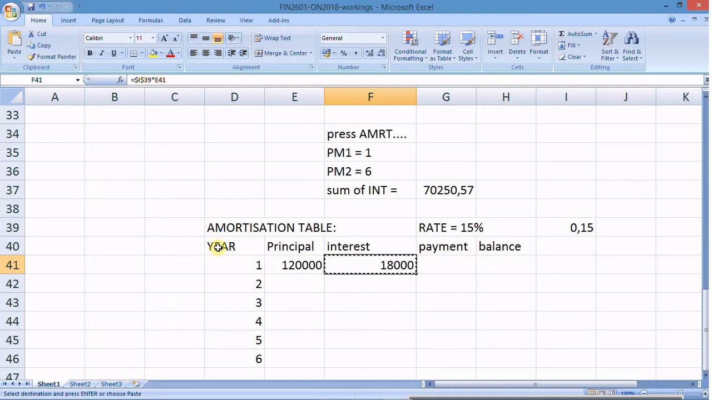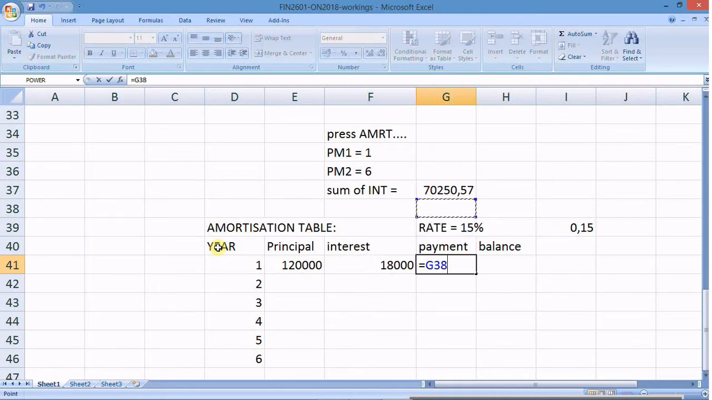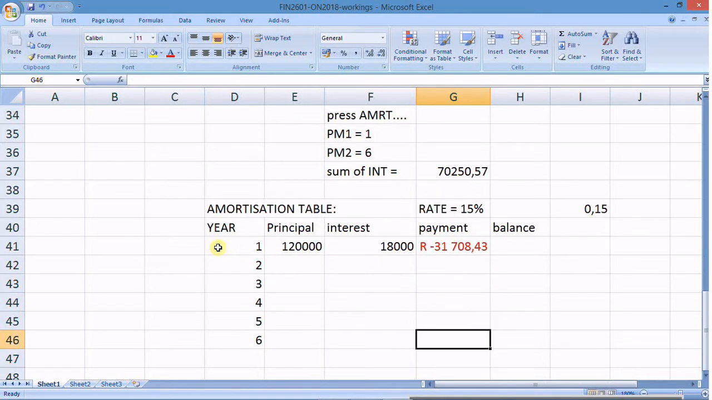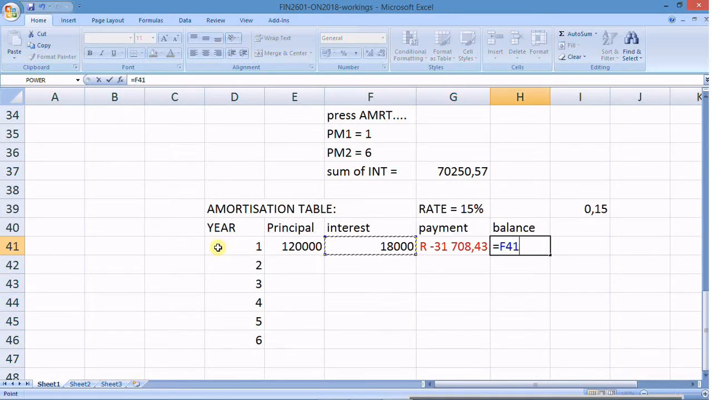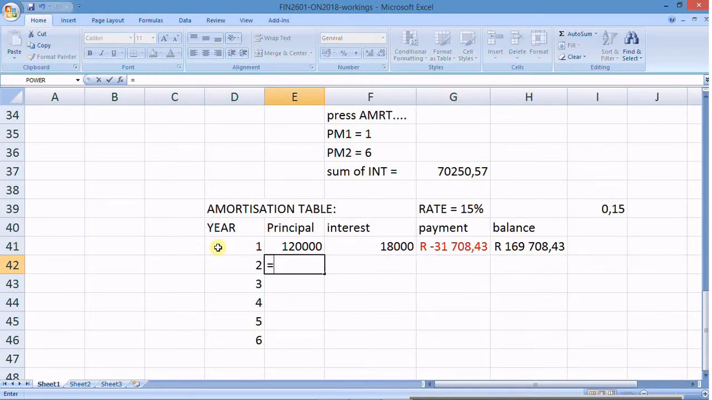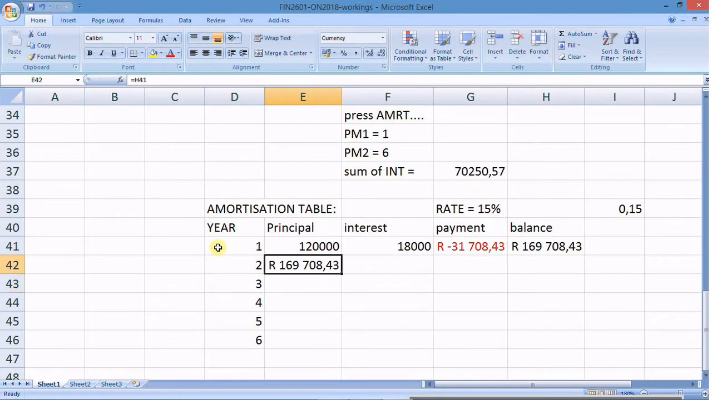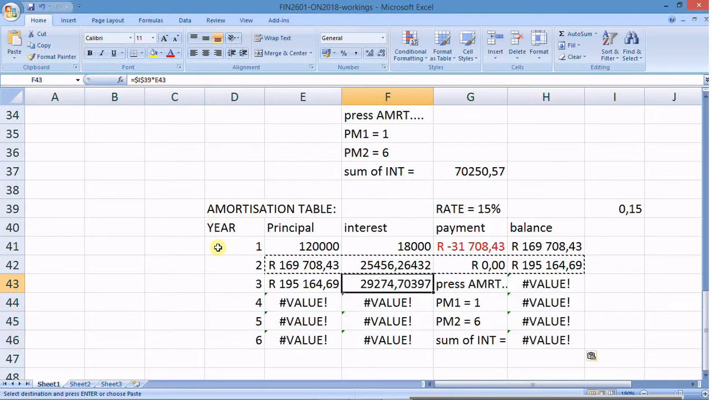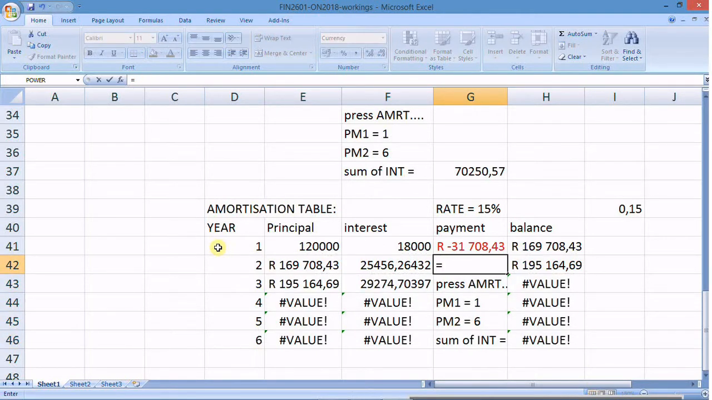Okay, the payment equals, that's the payment. Make sense? So the balance will be the principal plus the interest minus the payment. And then this will be the balance that I'll carry down, and then I just copy that, and I copy all of that. This needs to be fixed.